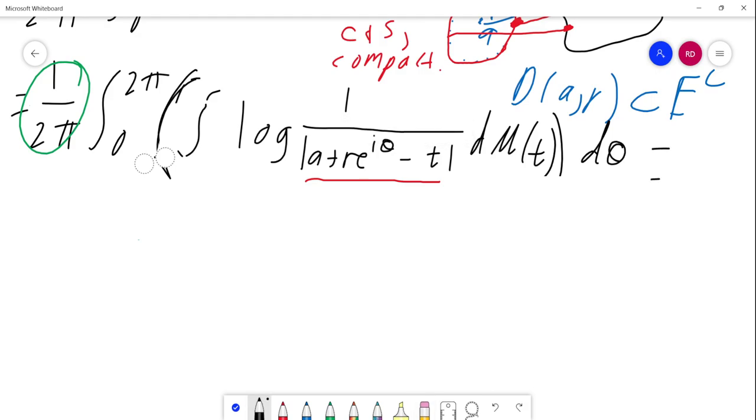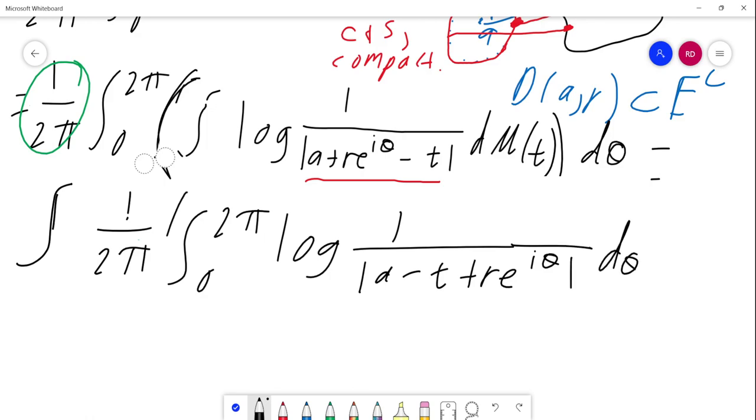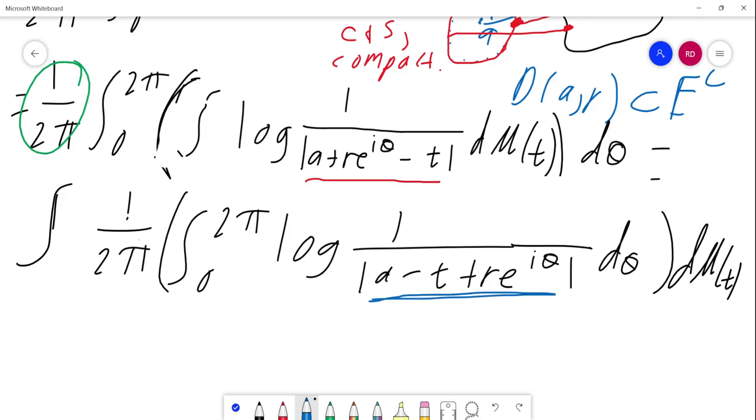So with that said, we go back away from the absolute value. We go back to this guy that we started with. And now we can interchange the integrals. We get the integral of 1 over 2 pi, the integral from 0 to 2 pi of log of 1 over a minus t plus r e to the i theta. I'm just rearranging the order of the terms. d theta, d mu t. But now this is a path whose center is a minus t. That is, this a minus t is a point here, and we have a radius r.